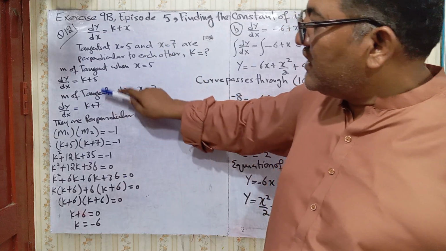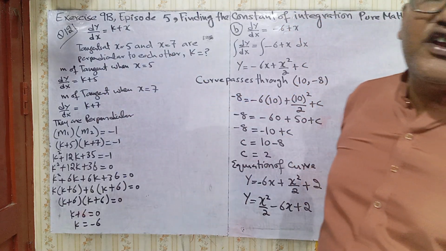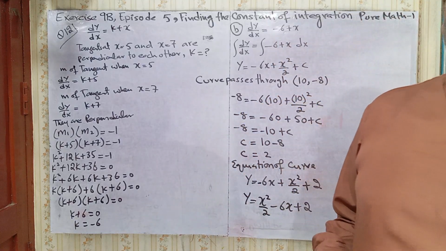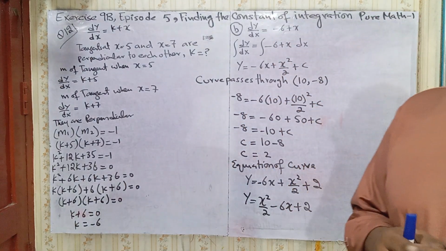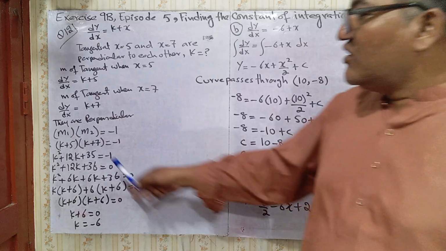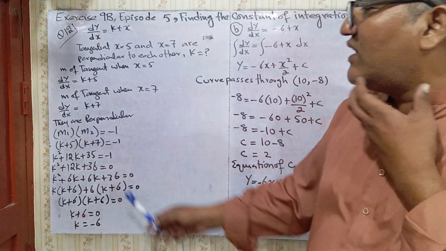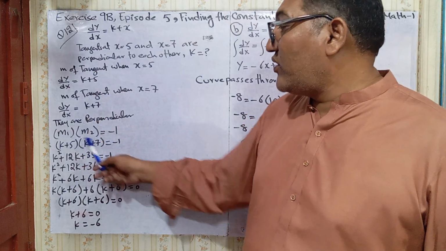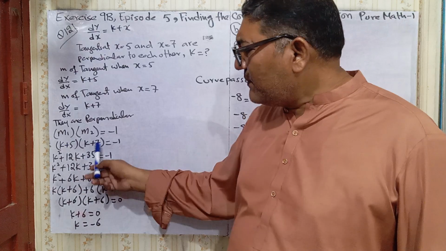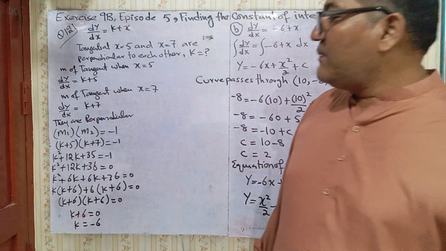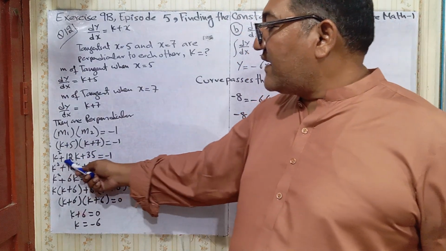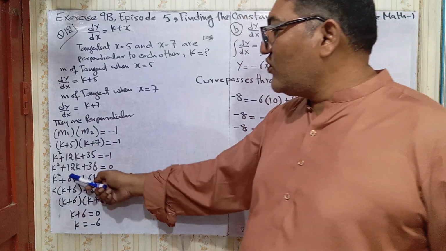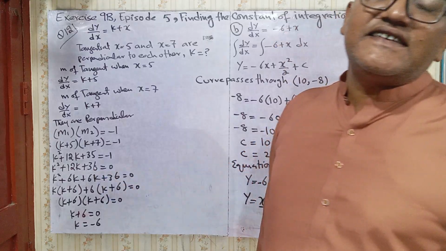Because these two tangents are perpendicular to each other, according to that statement, the product of their gradients is equal to minus 1. So m1 multiplied by m2 is equal to minus 1. m1 is k plus 5, m2 is k plus 7, so their product will be equal to minus 1. Multiply these two brackets, k plus 5 multiplied by k plus 7, and you will have k squared plus 12k plus 35 equals minus 1. Bring this minus 1 to this side, so you will have k squared plus 12k plus 36 equals 0.